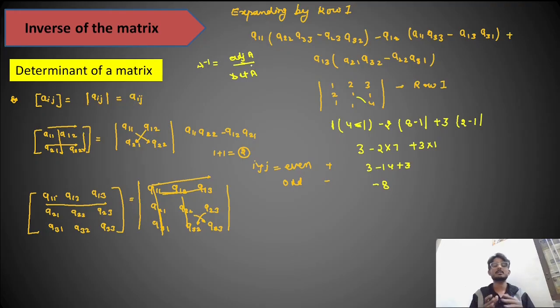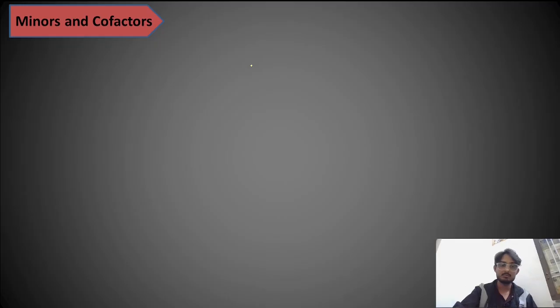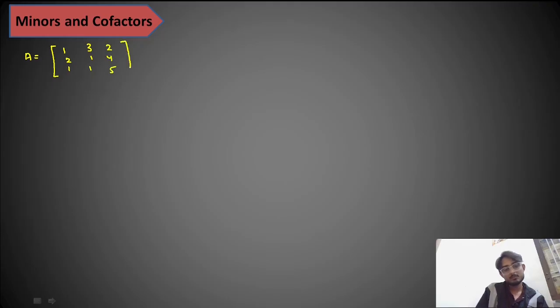So I have understood this concept. Okay. Now move on to this topic, minors and cofactors. What are minors and what are cofactors? For example, here is matrix A: 1 2 1, 3 1 1, 2 4 5, minus 3 and minus 5.